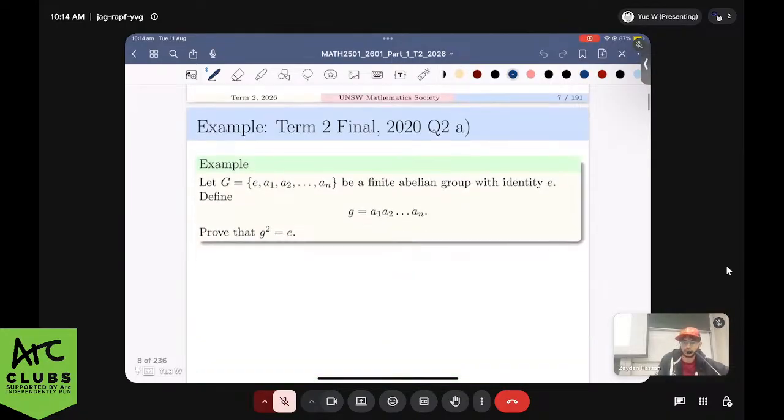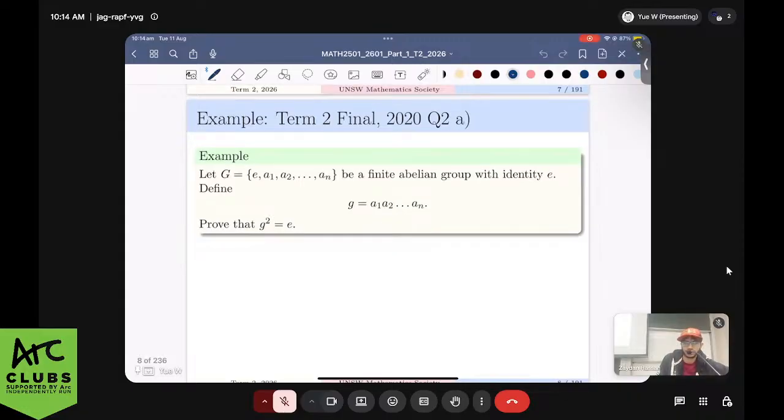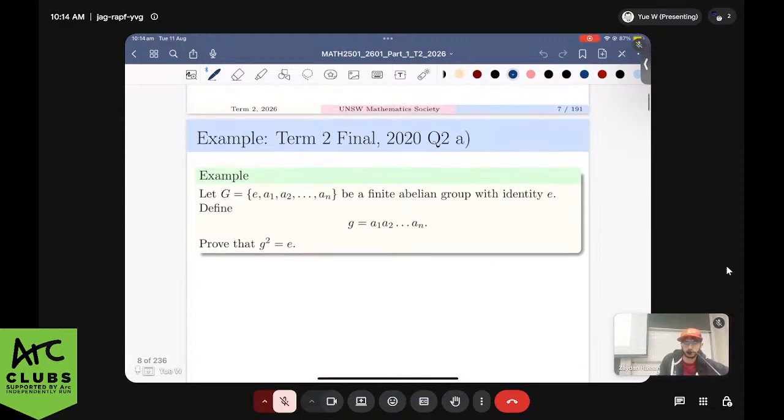Okay, we actually have a practice question here. So this time we have a finite group, G. It's an abelian group, which means the operation is commutative. By the way, we can just write the operation as concatenation, you don't need to write star each time. In this case, we're just going to write it as kind of like how you see multiplication. So the identity is E, and we're defining G as the product, or the operation, of all the elements. Prove that G squared equals E.